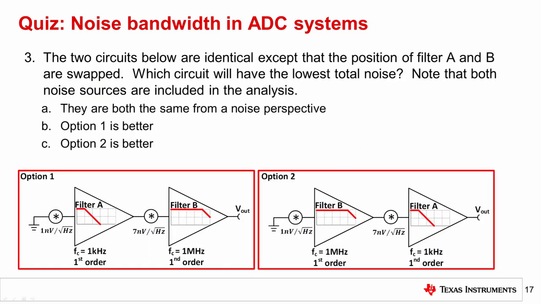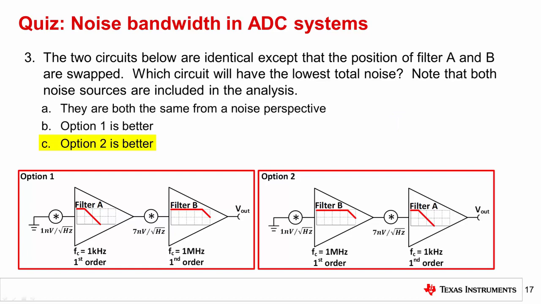Question 3. The two circuits below are identical except that the position of filter A and filter B are swapped. Which circuit will have the lowest total noise? Note that both noise sources are included in the analysis. The correct answer is C.